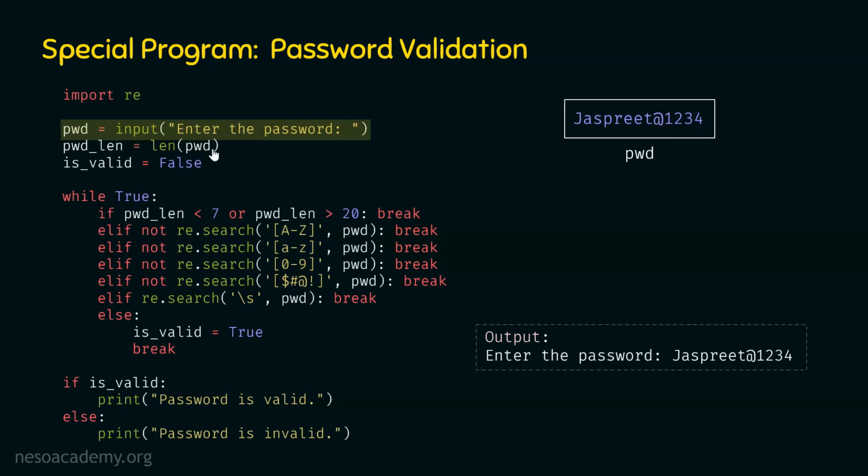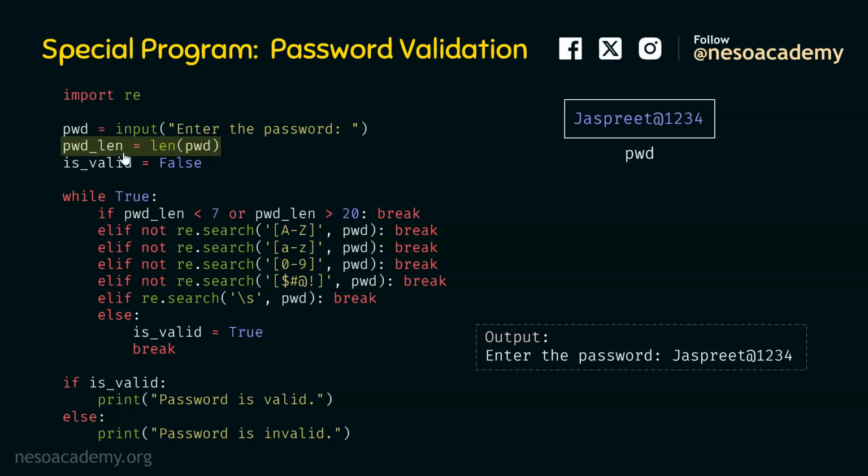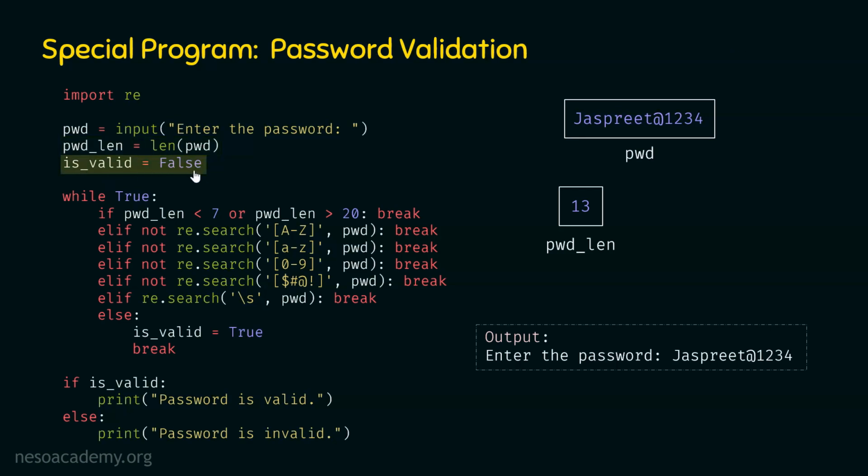Now after this, the next step is to execute this line, that is pwd_len = len(pwd). We know that eventually pwd_len will store the length of the password entered by the user. The length of this password is 13. So pwd_len will point to this object with value 13. Now let's execute this line: is_valid = False. This means that the is_valid variable must point to this object with this value false.